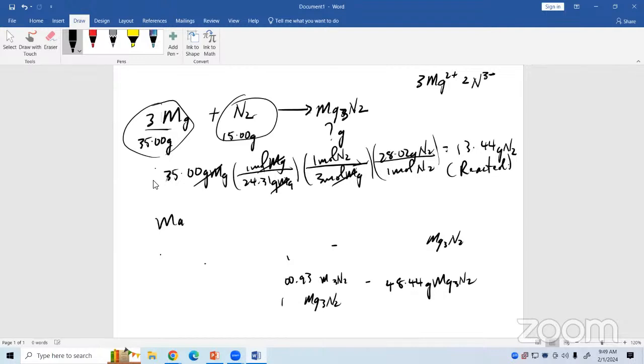All right. So the mass of nitrogen remaining would be equal to the original mass, which is 15.00 grams minus the 13.44 grams. And whatever that gives, that would be the answer, which according to my calculations is equal to 1.56 grams of nitrogen remaining. All right. So that's basically how that example is done.